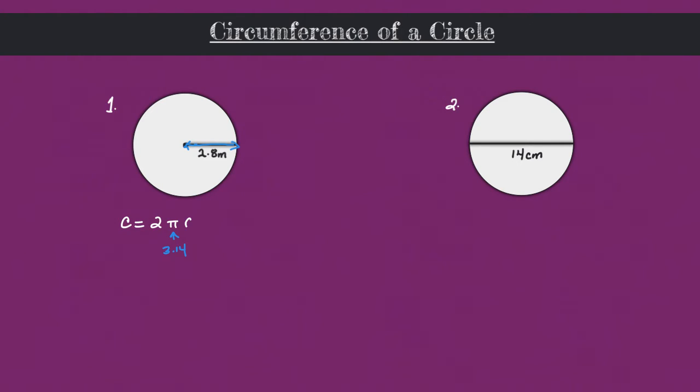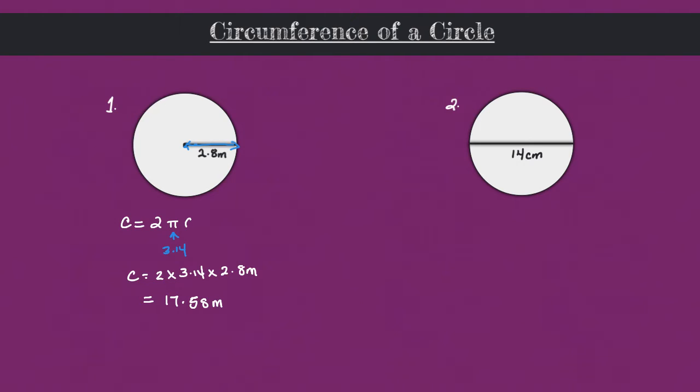So we're going to plug it into our formula. C is equal to 2 times 3.14 times the radius, which is 2.8 meters. And your answer should be 17.58 meters.